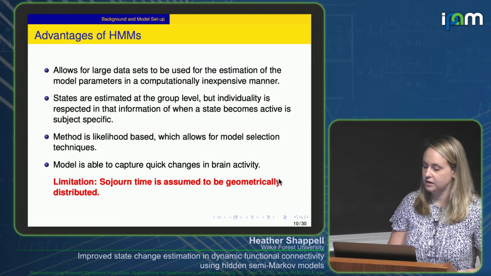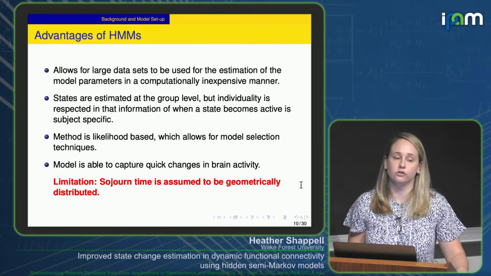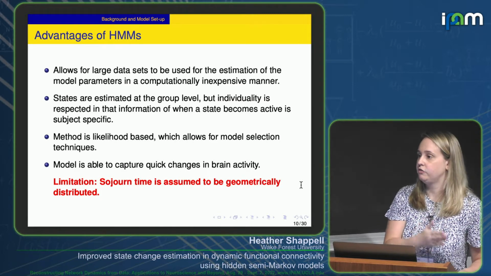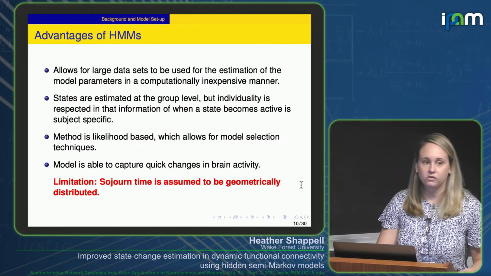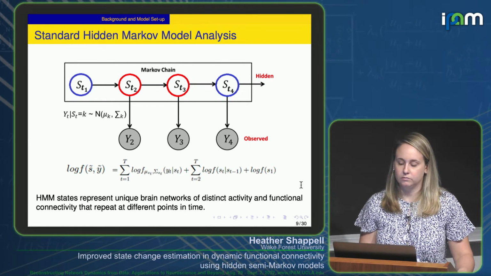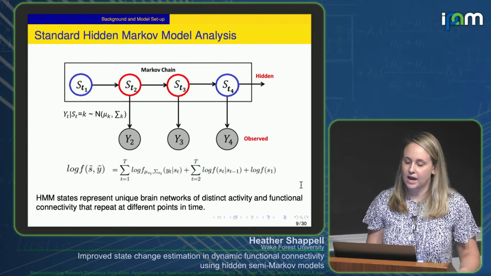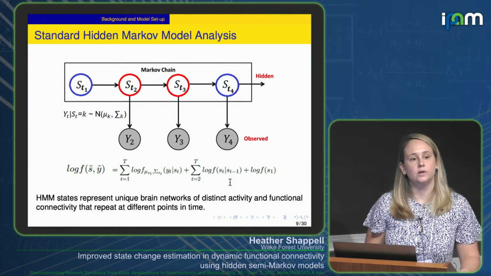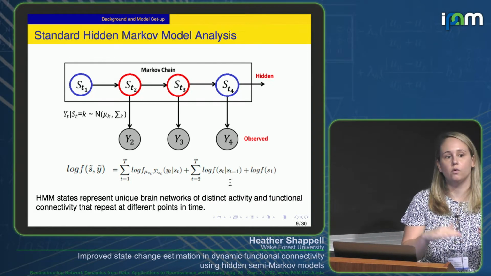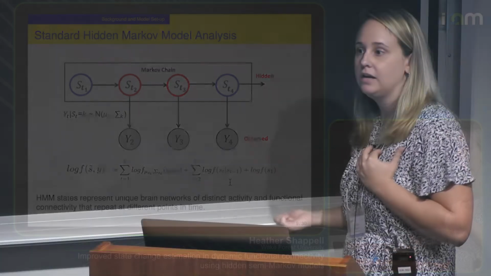But the main limitation that I did not like about this approach is that the sojourn time, and by sojourn time I mean the amount of time that you dwell in a state before you jump out to another state, is assumed to be geometrically distributed. And this is kind of implicit here in this model setup, right? So if you think about estimating your transition probability matrix, the amount of time that you spend in state 1 before switching to another state, right? That's exactly a geometric distribution. A geometric distribution is the number of times before the first occurrence of something.